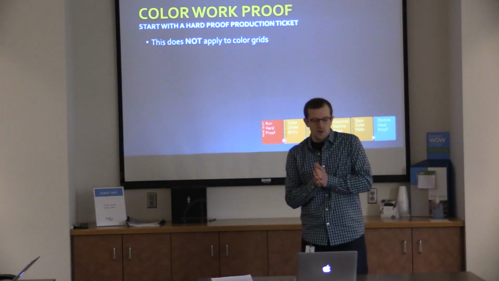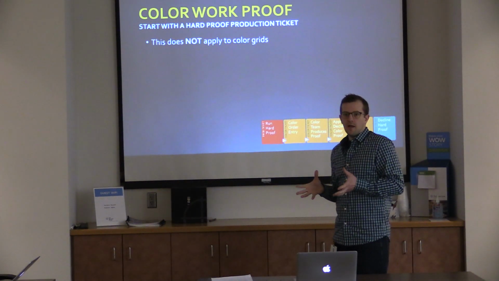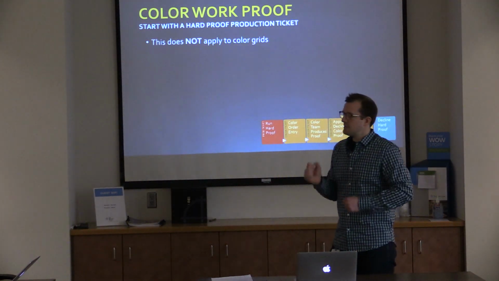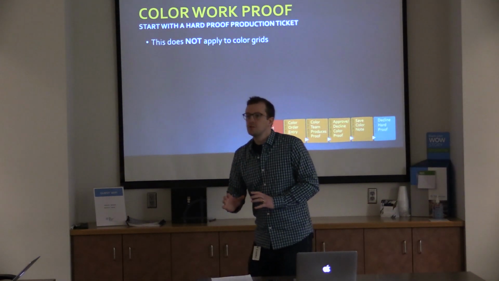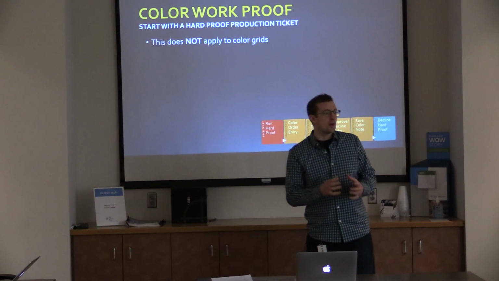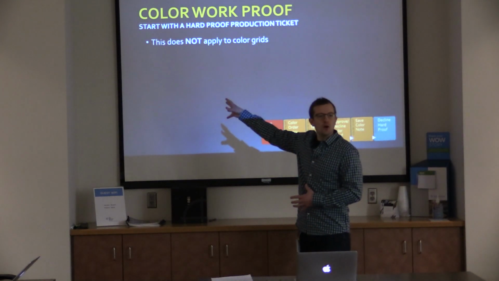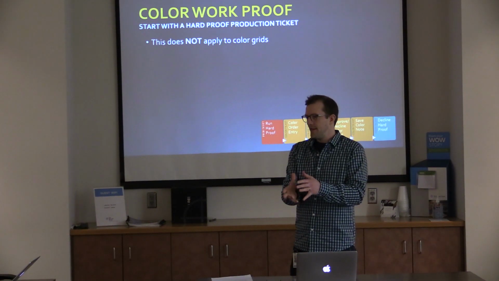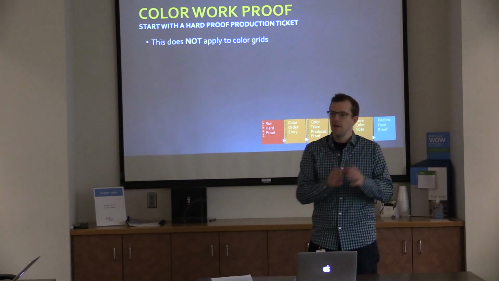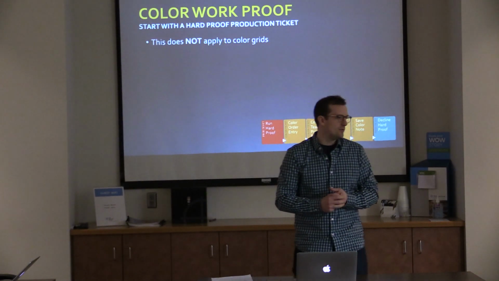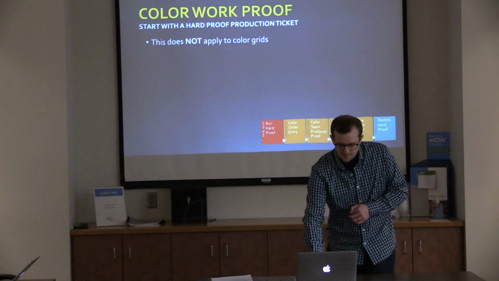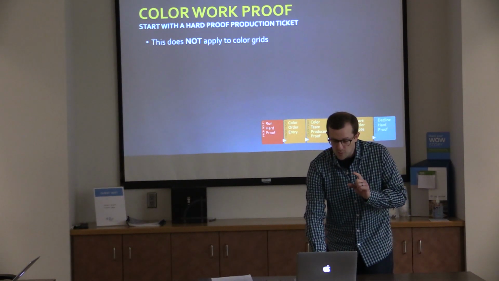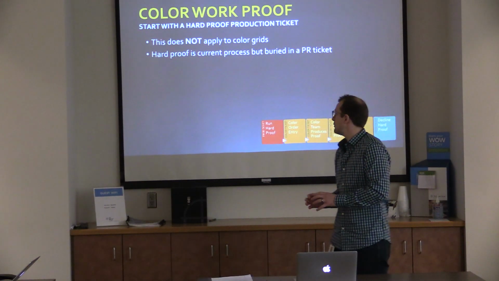Start with the hard proof. So this does not apply to color grids or ring tests. I always forget that term. This does not apply to those. So if you're doing a ring test or a color grid, you don't have to start with the hard proof run. You can go straight to the color ticket. Okay? And Alan thinks that's roughly half of our color work is ring tests, and half is trying to match something. Okay? But if you are not doing a color grid or a ring test, you are required to first do that hard proof ticket.